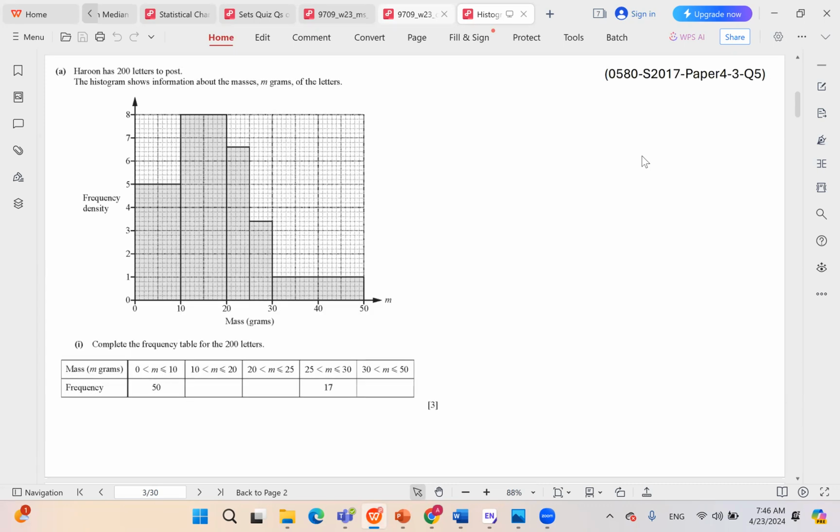Harun has 200 letters to post. The histogram shows information about the masses, m grams of the letters. Complete the frequency table for the 200 letters.